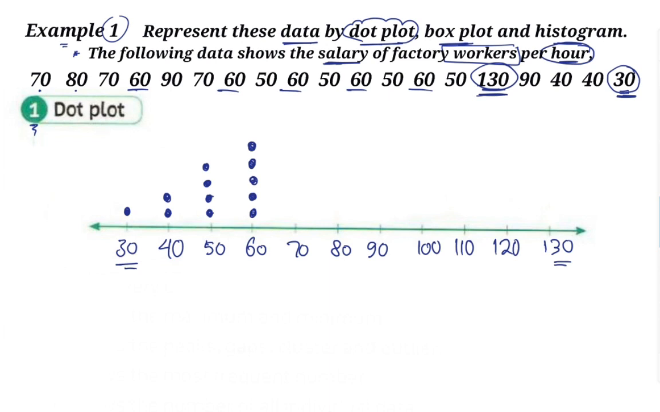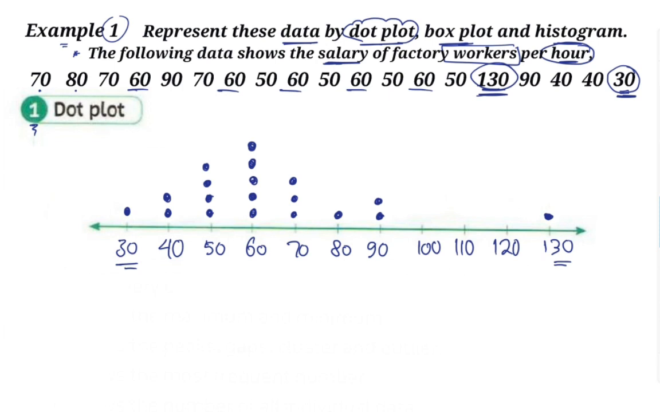And 70, you will find 3 points or 3 workers. 80, just 1 worker. And 90, 2 workers. 100, if you look here for 100, there is no 100. That means 0 workers, no worker. 110, no 110. 120, the same. 130, just 1 worker takes 130 pounds per hour. Now we finished drawing the dot plot.